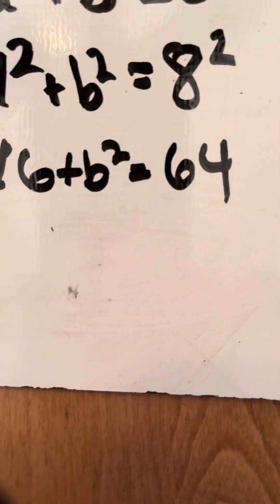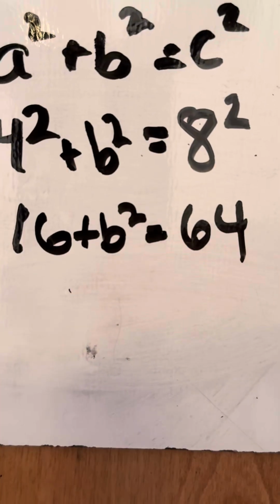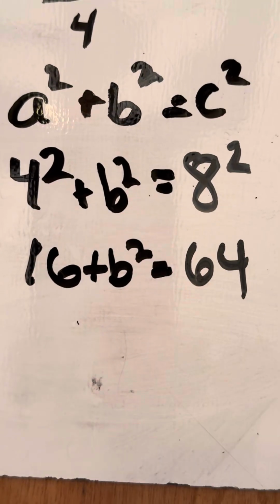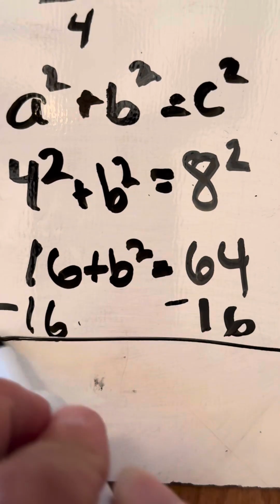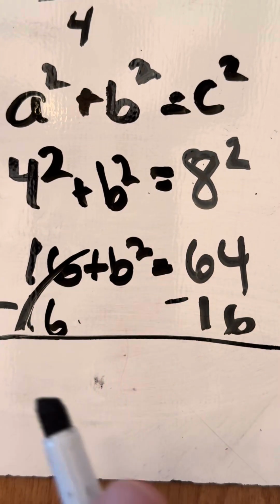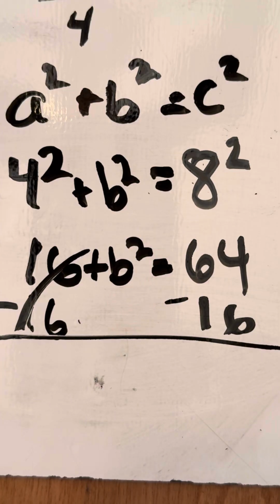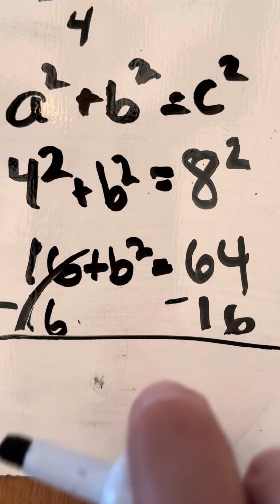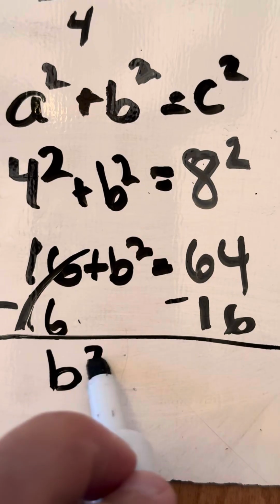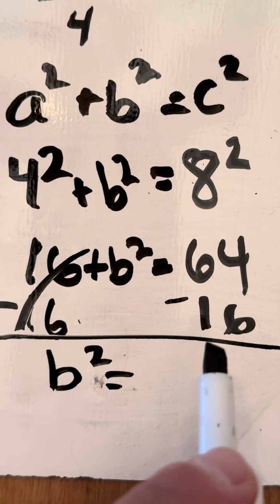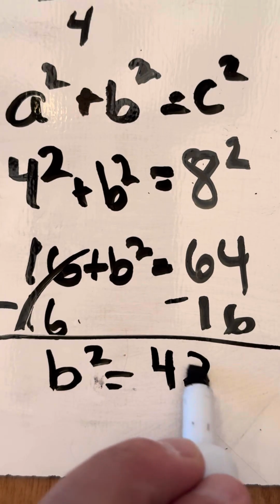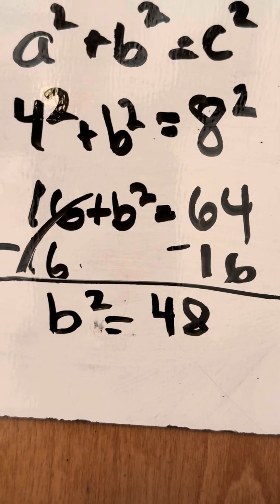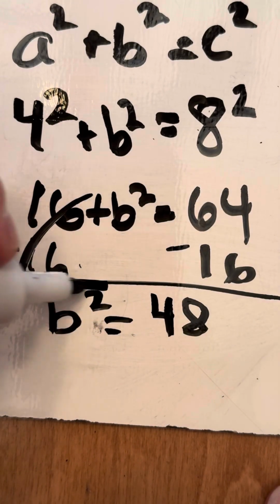Now that I've done that, what I'm going to do is the opposite of what I did last time. So now I want to get b by itself. So I need to move this 16 over. When I do that, that's going to cancel out, and we're going to end up with b squared on this side. And over here, we have to do our 64 minus 16. So again, anytime you have the hypotenuse and a leg, you are going to have to subtract the leg from the hypotenuse answer. This isn't going to come out nice, so it's going to come out a little bit weird.